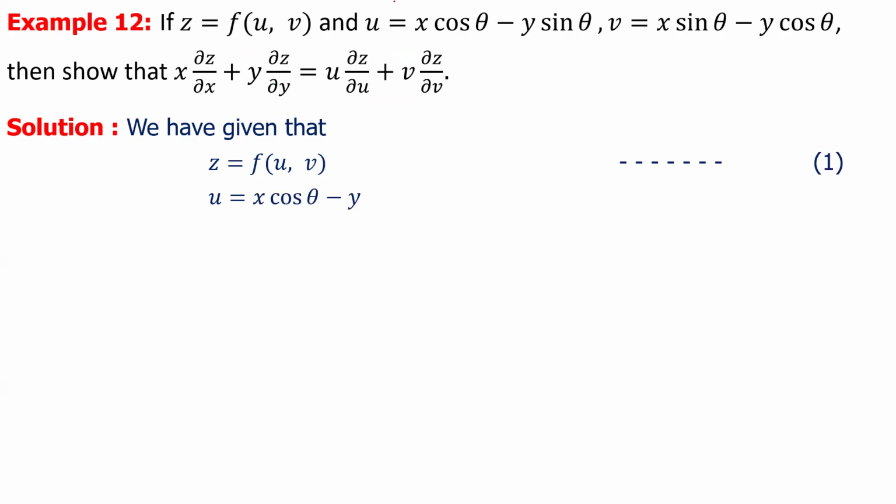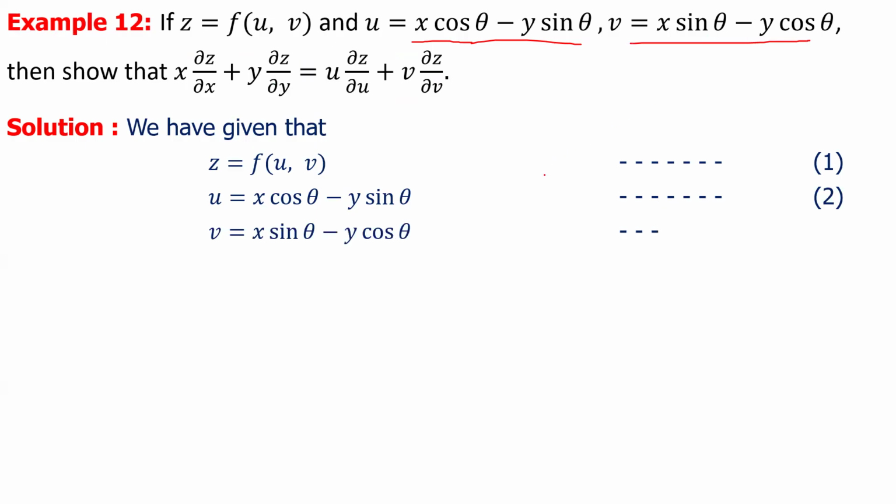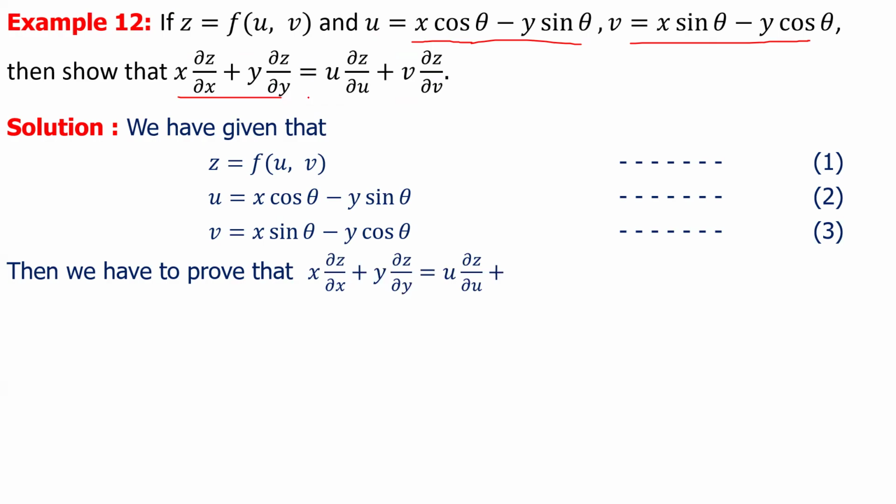Similarly, u is equal to x cos theta minus y sin theta, and v is equal to x sin theta minus y cos theta. Let us give these equation numbers 2 and 3. Then we have to prove that x del z del x plus y del z del y is equal to u del z del u plus v del z del v.